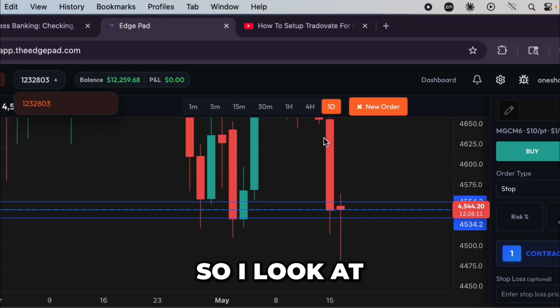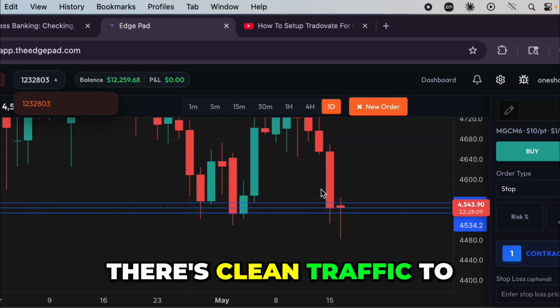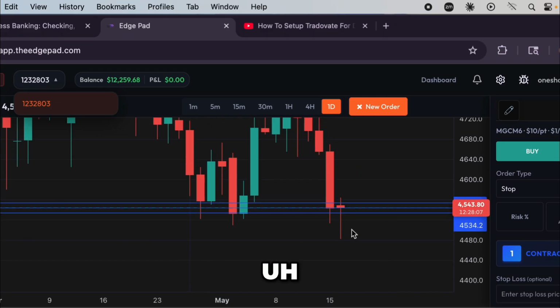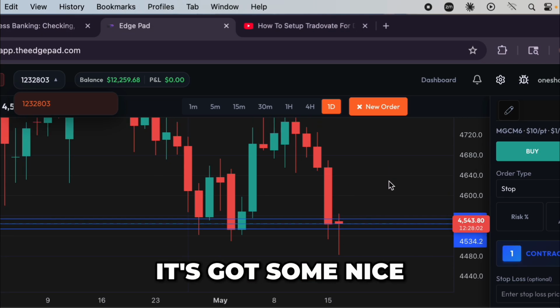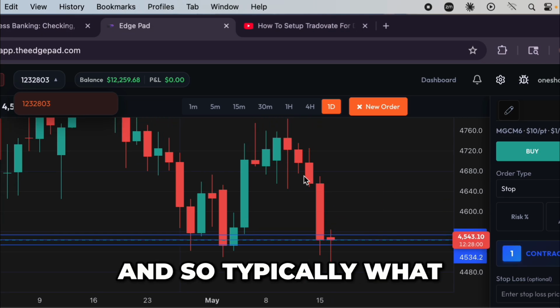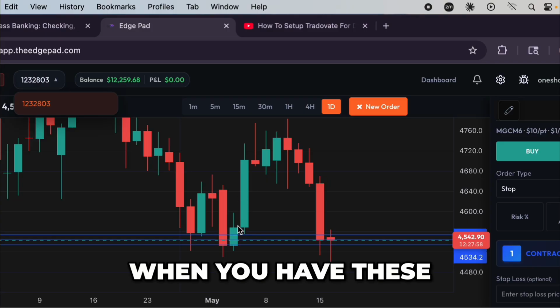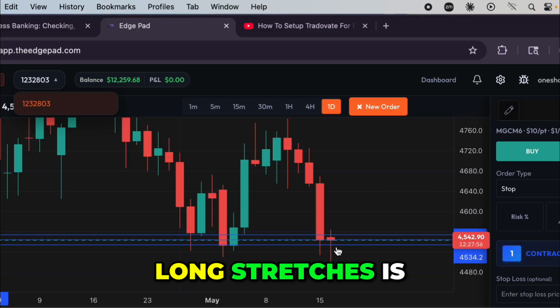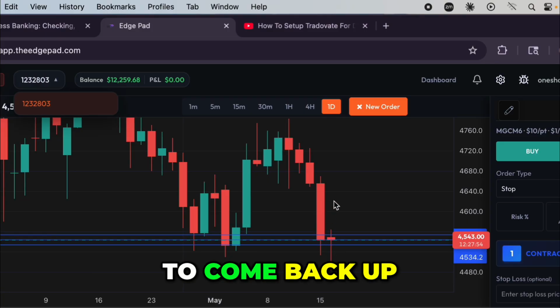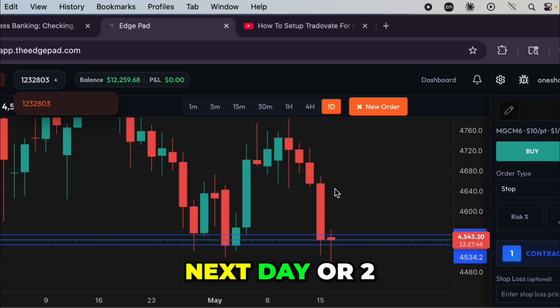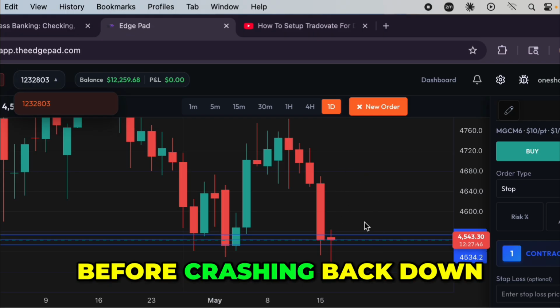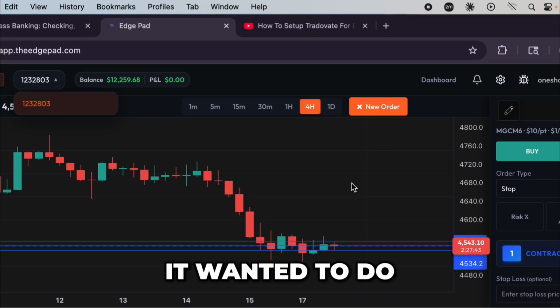Okay, so I look at the daily chart. I can see that there's clean traffic to the left here. If it comes back up here and breaks its high, it's got some really clean traffic. And typically what I also see is when you have these long stretches, price has a high probability at some point to come back up halfway through the range here to kind of fill that. So it wouldn't shock me if price came back up here the next day or two to kind of fill some of this range before crashing back down again, if that's what it wanted to do.